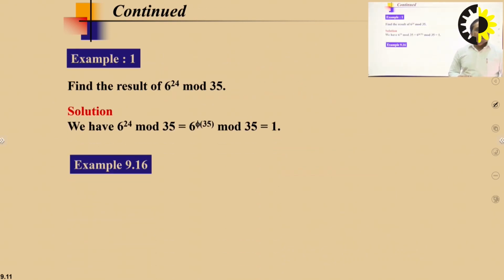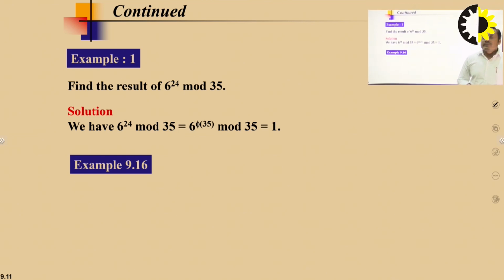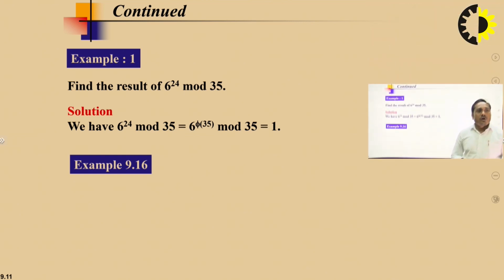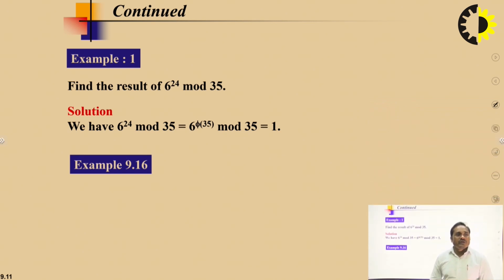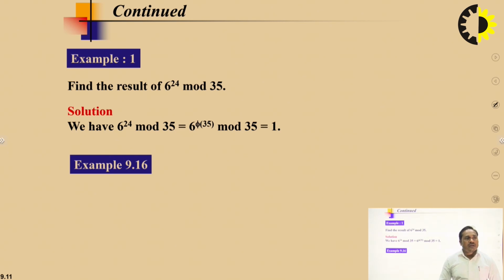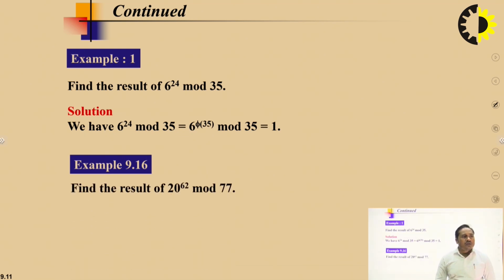In the first example, find the result of 6 raised to the power 24 mod 35. In this numerical, we can solve by using the formula: 6 to the power 24 mod 35 equals 6 raised to the power phi(35) mod 35, and we are getting the answer 1. In a similar case, like the previous example, 3 raised to the power 10 mod 11, we are getting the answer 1.